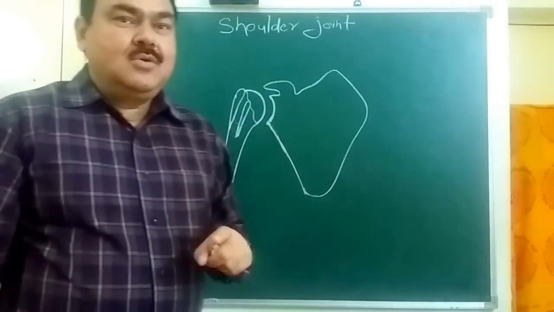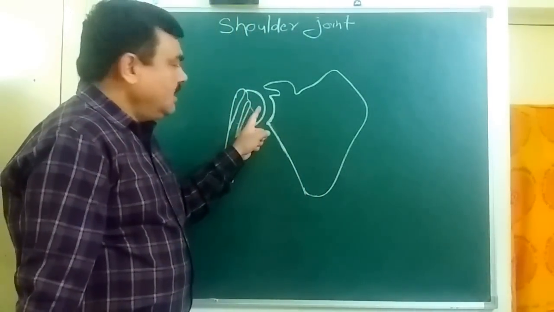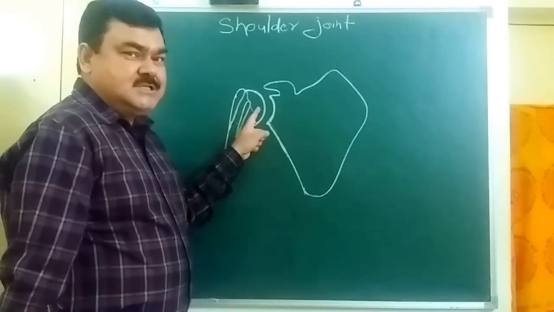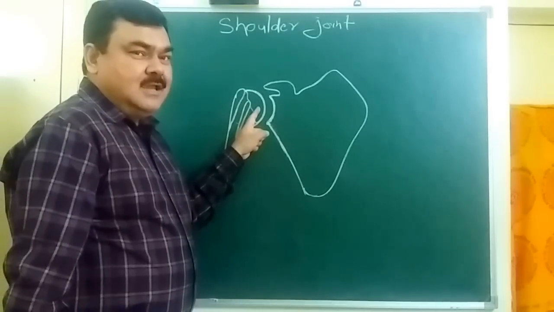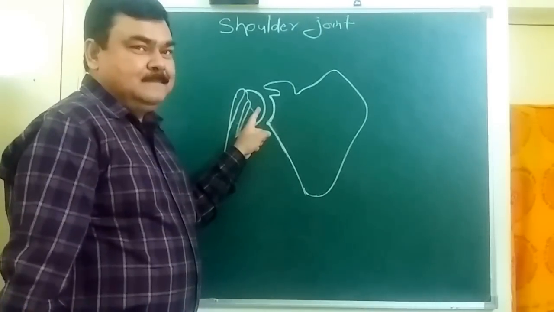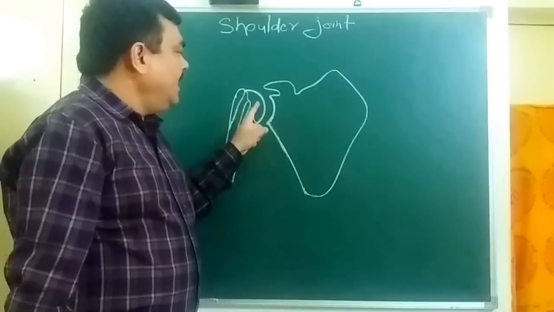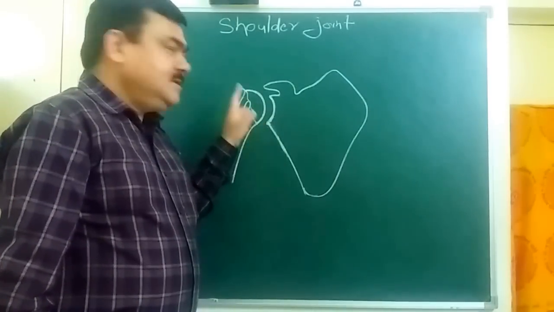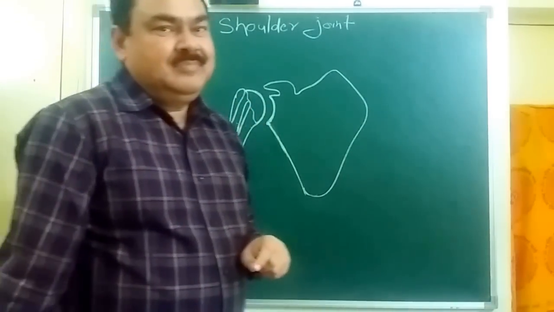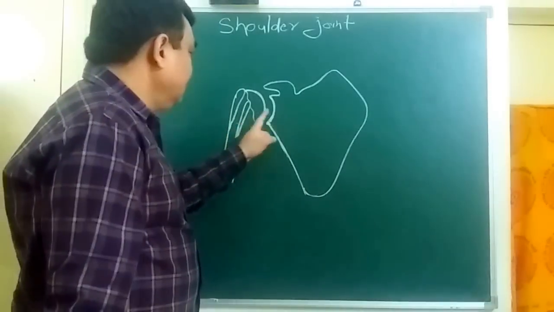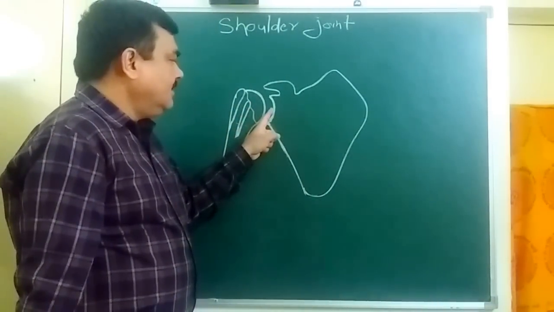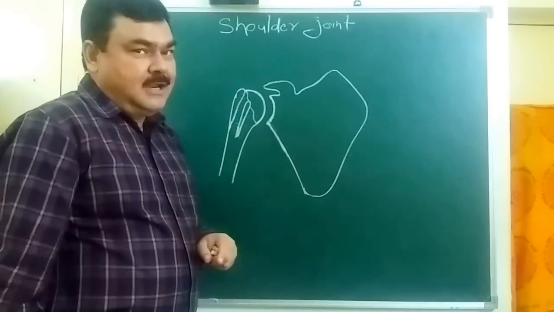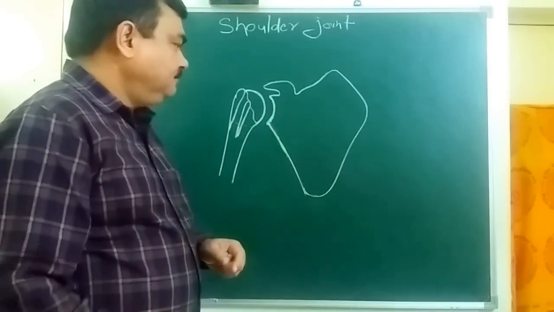This is the reason why this joint is structurally very weak and functionally it is highly mobile. It provides high mobility and it is structurally weak. So these are the two articular surfaces, medially the glenoid cavity and laterally the head of the humerus.